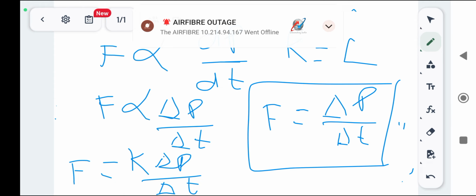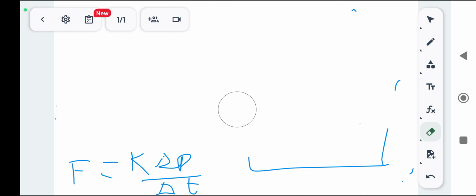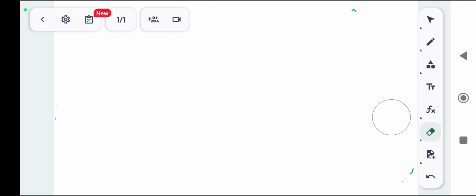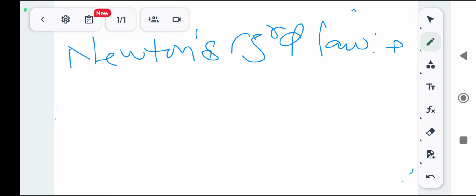Newton's third law. What is Newton's third law? According to Newton's third law, for every action there is an equal and opposite reaction.